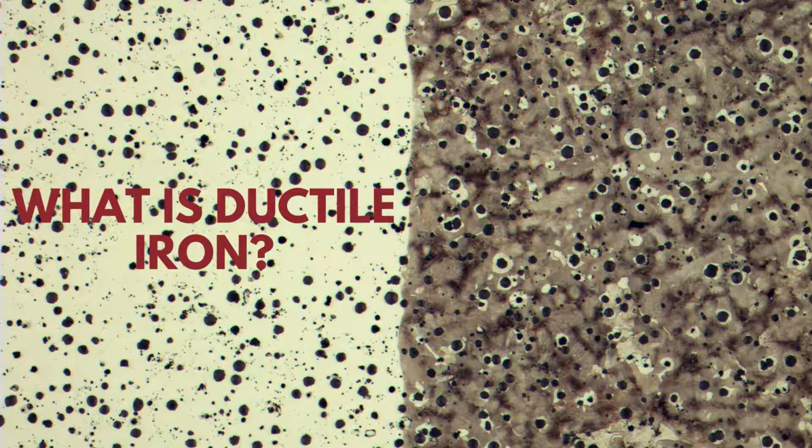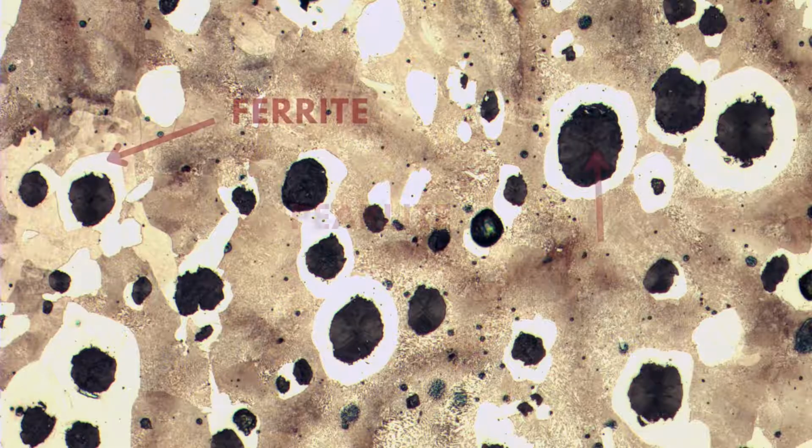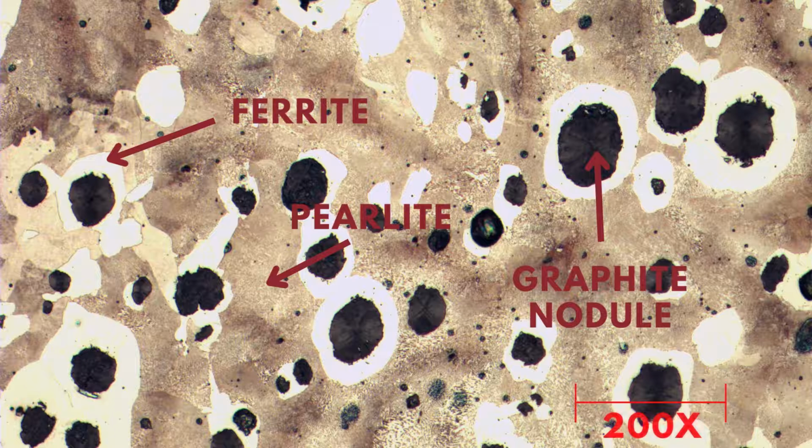Ductile iron first emerged in the 1940s as an advancement in iron casting technology that provided improved strength, fatigue resistance, impact resistance, and of course ductility over previously available iron castings. But what is it? At the microstructural level, ductile iron is a solid solution of iron, carbon, and silicon in the form of ferrite, pearlite, and graphite nodules.